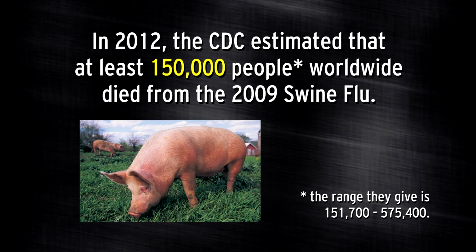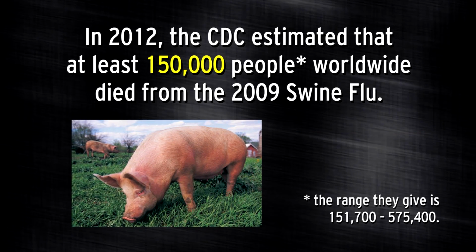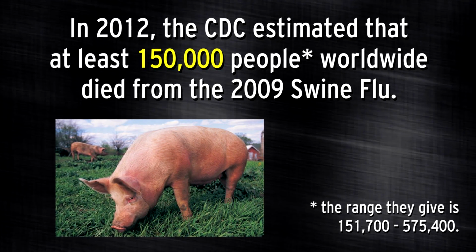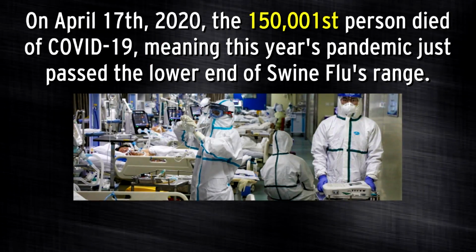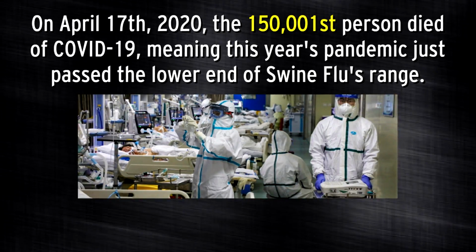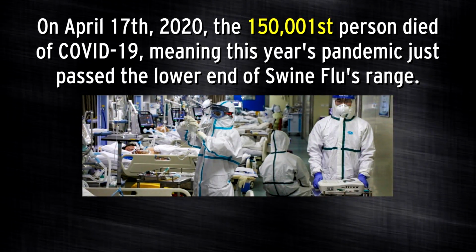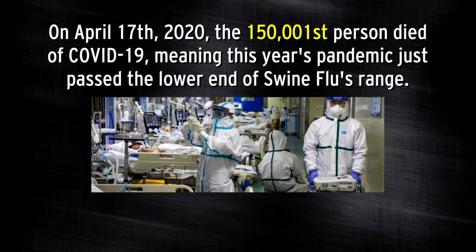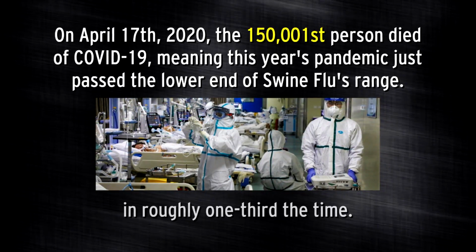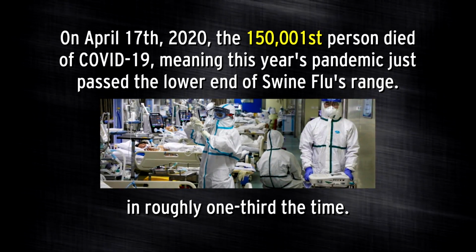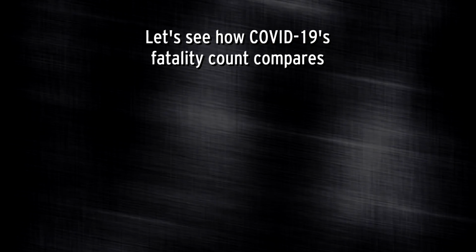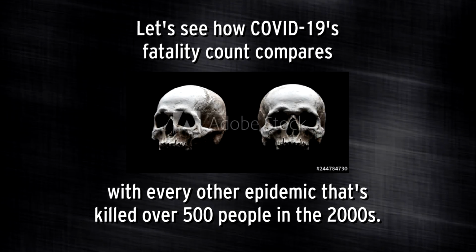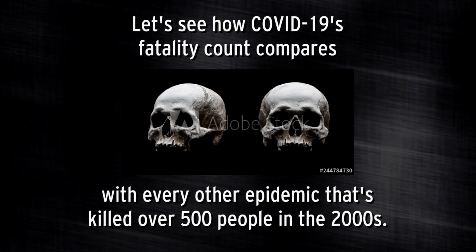In 2012, the CDC estimated that at least 150,000 people worldwide died from the 2009 swine flu. On April 17, 2020, the 150,000th person died of COVID-19, meaning this year's pandemic just passed the lower end of swine flu's range in roughly 1/3 the time. Let's see how COVID-19's fatality count compares with every other epidemic that's killed over 500 people in the 2000s.